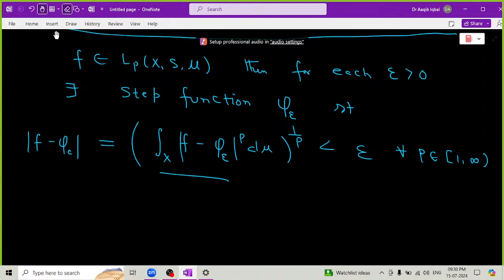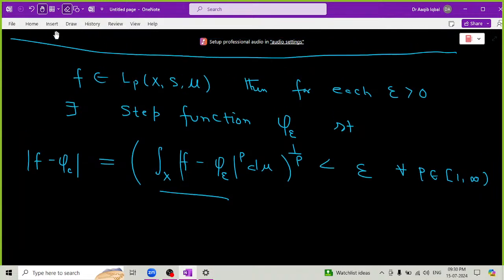That means if you take p as 1, you are basically speaking about L1 functions. L1 functions means integrable functions. So every integrable function can be approximated by a step function to any degree of closeness, because every Lp function, and so in particular every L1 function, can be approximated.